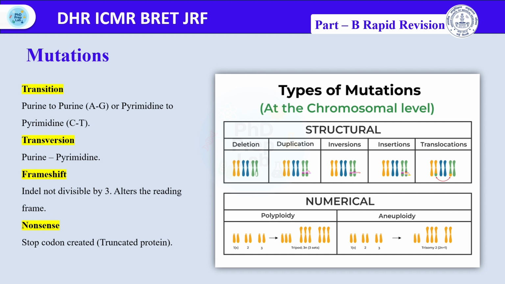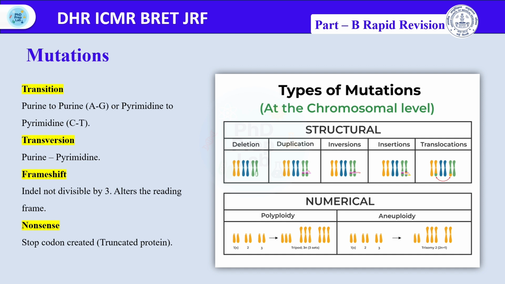So we have different types of mutation. We have transition, transversion, frame shift, and nonsense mutation. Definitely one question you will get from here. Okay, so you have transition mutation where purine to purine changes there. Adenine will change into guanine, or pyrimidine to pyrimidine. Cytosine could change to thymine, or thymine to cytosine. So these are the single base pair changes. Okay, purine to purine, pyrimidine to pyrimidine.